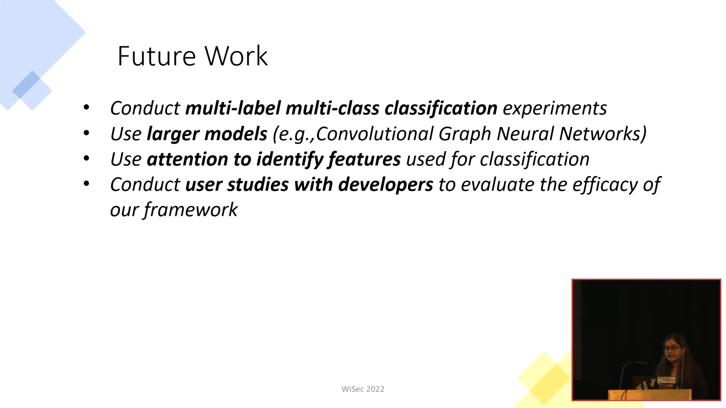For future work, as I mentioned earlier, each PRCS can have at least more than one level, and in this work we only focused on understanding if we can predict the individual level. So in future, we want to conduct a multi-level, multi-class classification experiment, and we also want to use larger models such as convolutional graph neural networks. We also noticed that for certain levels we are getting better results, and for certain levels we have to compromise. So we also want to see what features have been used for classification tasks, and for that, we are planning to study attention.